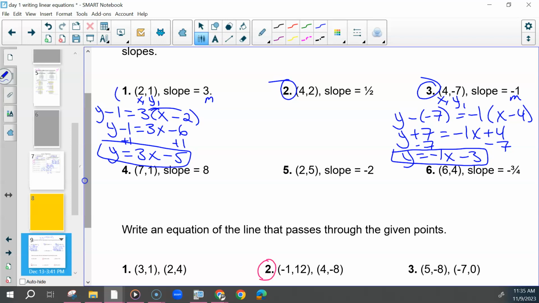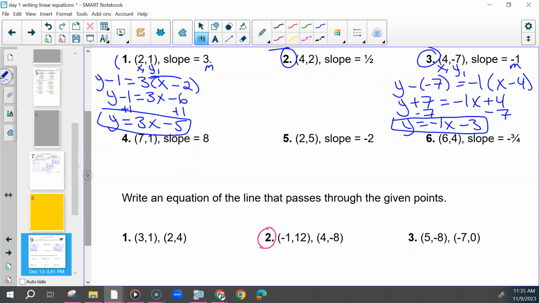Sure. Because I want to do one with a fraction, so we're either going to do 2 or 6, so we can do 6. So let's do that one. That's our x1, that's our y1, that's our m. Same process. y minus 4 equals negative 3/4 times x minus 6. So when we distribute, we're going to get a fraction.